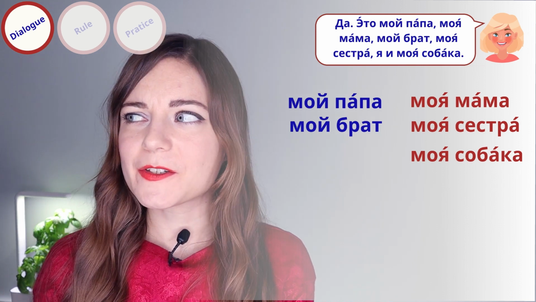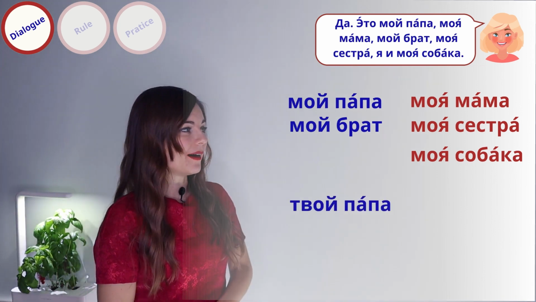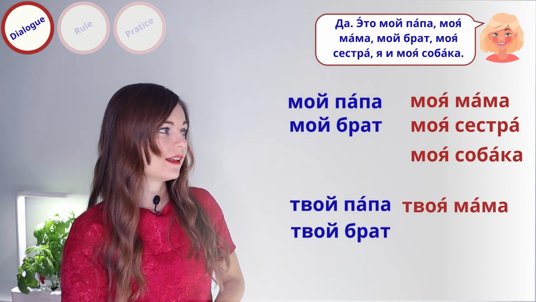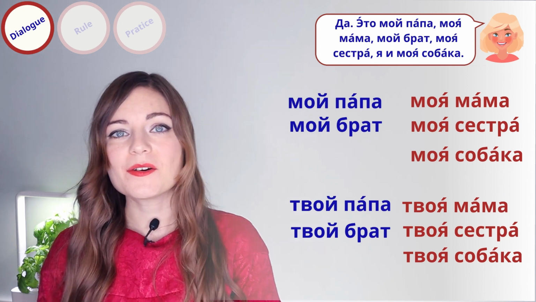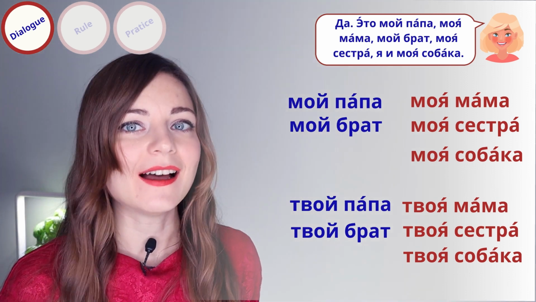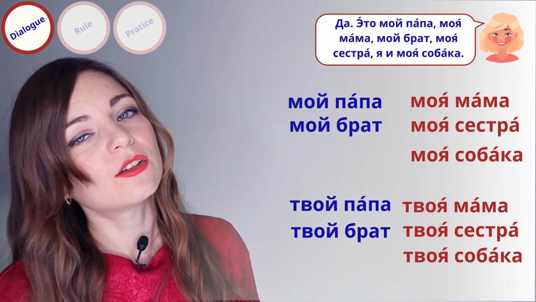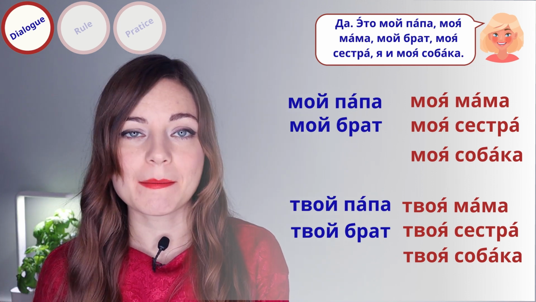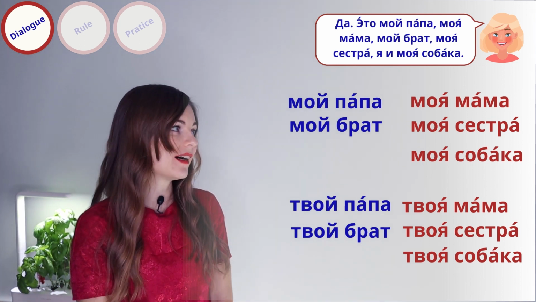Okay, so we saw how to say my. Let's see how to say your. Твой папа, твой брат. Твоя мама, твоя сестра, твоя собака. So the same works for the word твой, твоя. Твой will be used with masculine words. Твой папа, твой брат. Твоя will be used with feminine words. Твоя мама, твоя сестра, твоя собака.